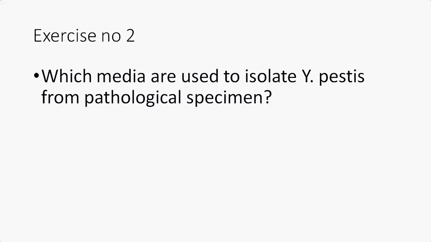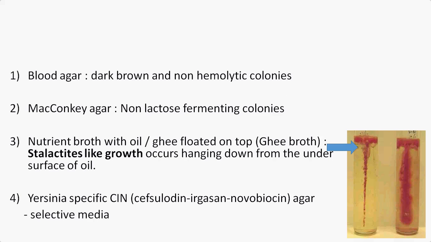Exercise number 2: which media are used to isolate Yersinia pestis from pathological specimens? After getting a specimen, you have done the gram staining and microscopy. The next step is to isolate it by culturing on media. So what are the culture media? Yersinia pestis is an aerobic and facultative anaerobic organism, and unlike most pathogens, the optimum temperature for its growth is not 37 degrees Celsius but 27 degrees Celsius. It also can grow at 37, but better growth is seen at 27 degrees Celsius.